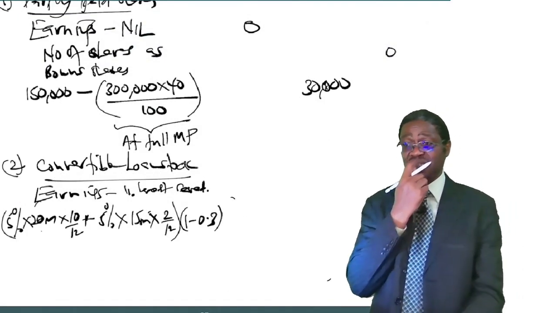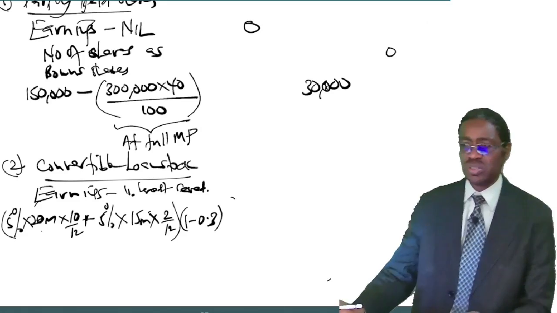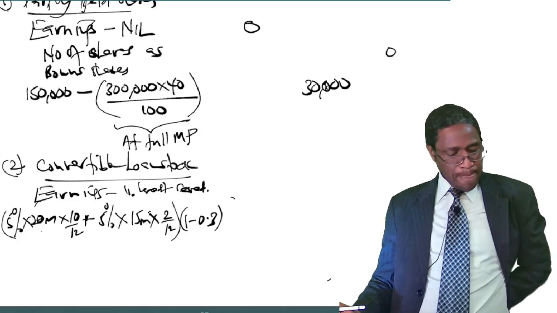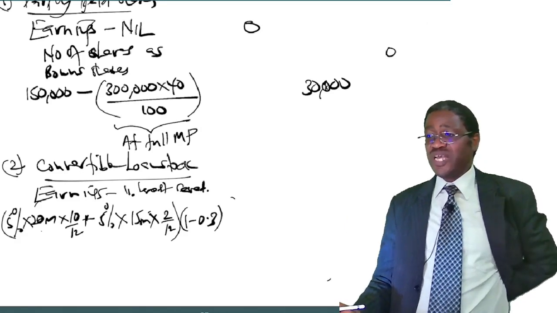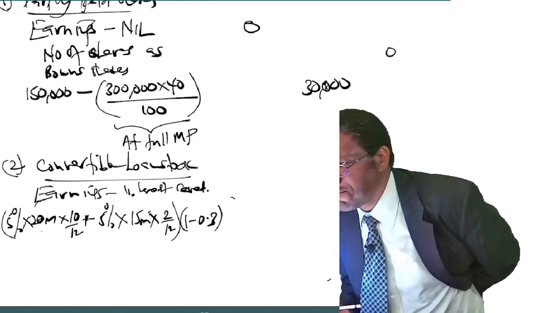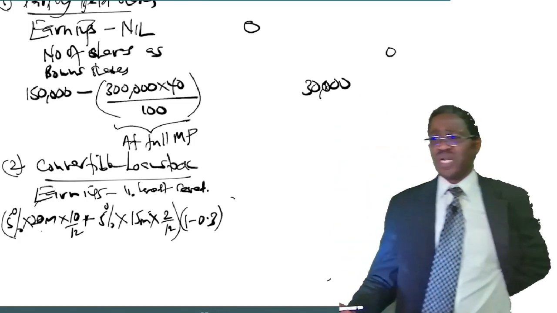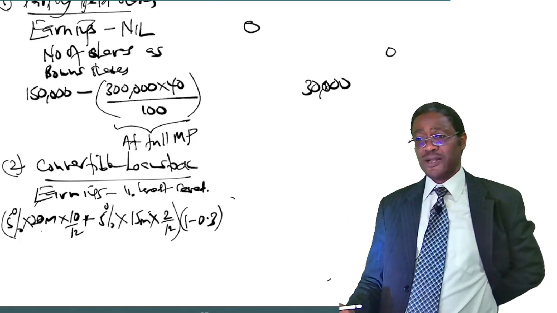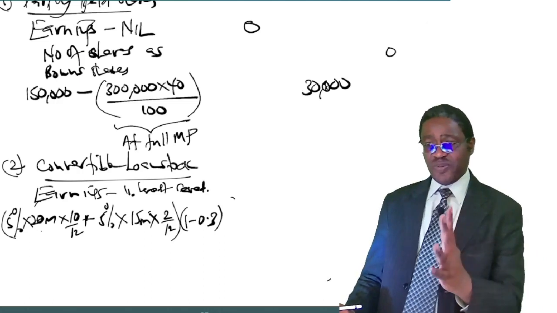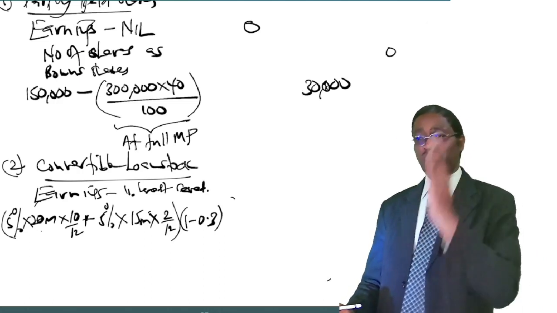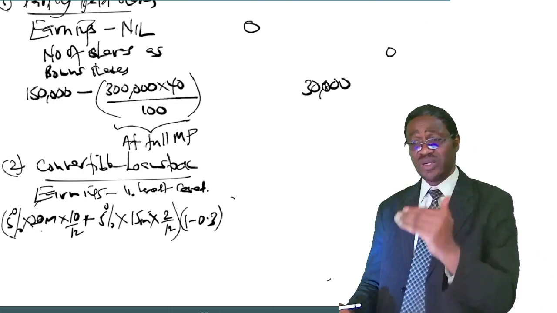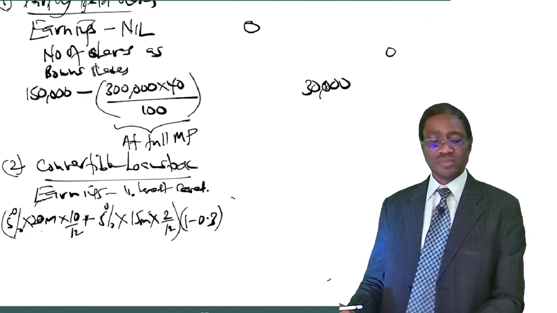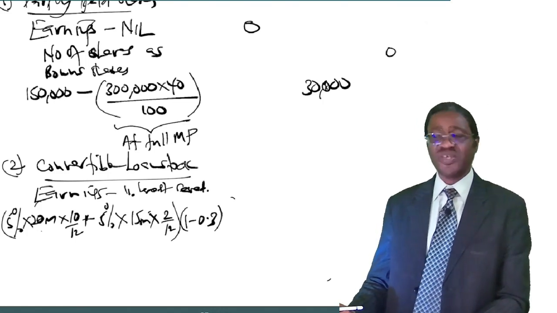So calculate for me that. What becomes the incremental earnings? Do that calculation. Take 5% of 20 million times 10 over 12 plus 5% of 15 million times 2 over 12. Once you get all that, just multiply by 0.7.